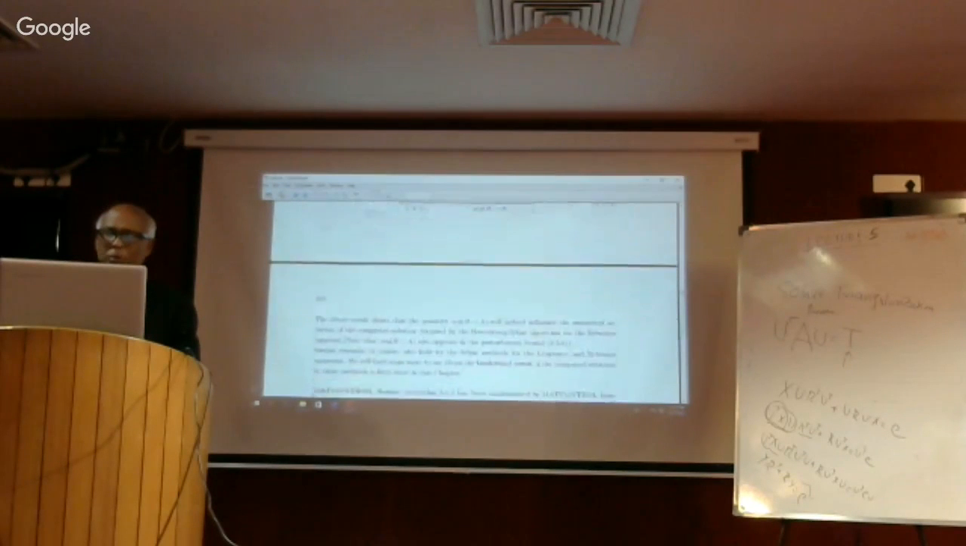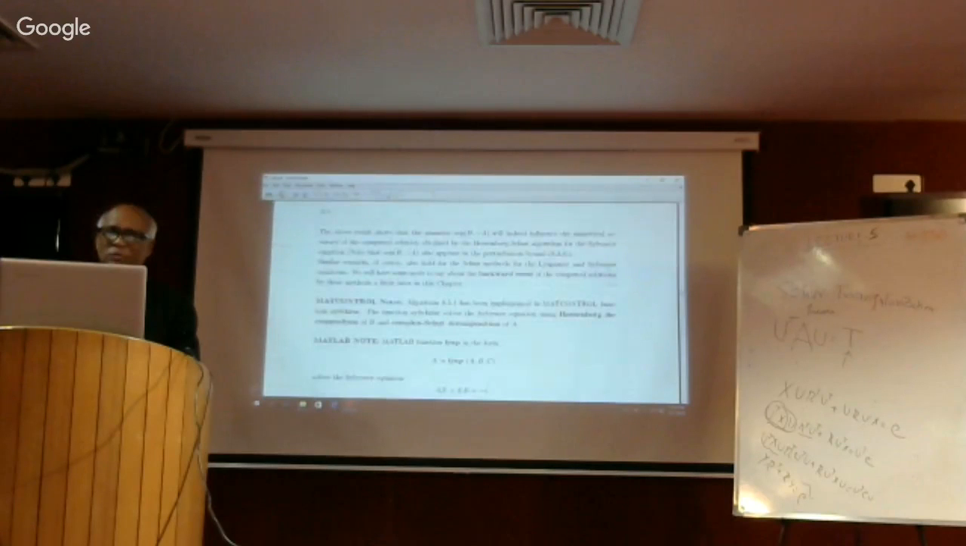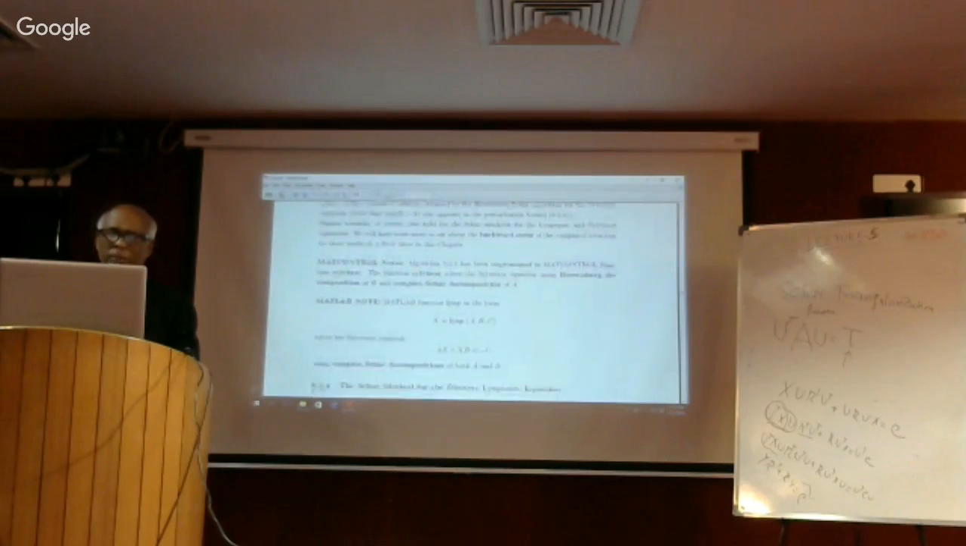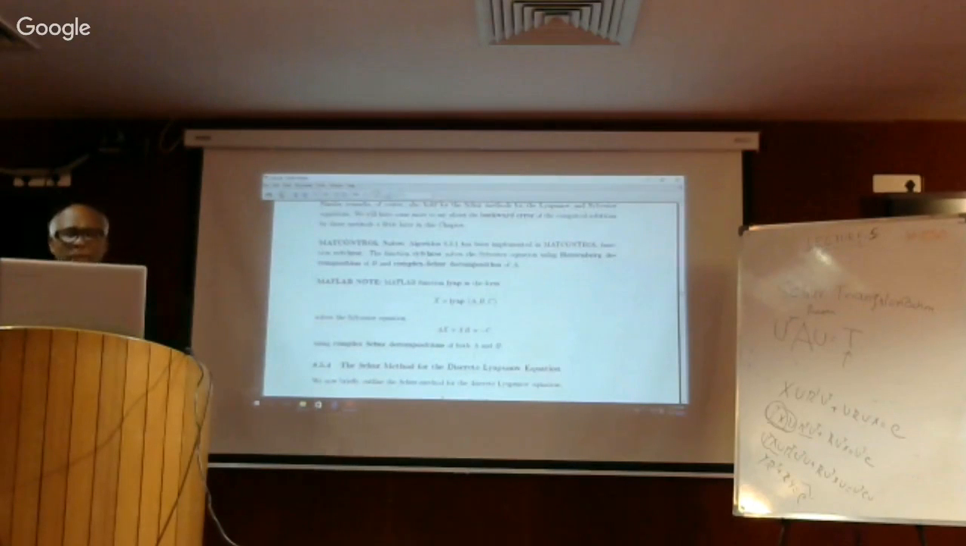We'll use that command in the tutorial class. We'll see how it goes. The MATLAB command is X = lyap(A, B, C), which solves the Sylvester equation AX + XB = C. And if there is no B, just X = lyap(A, C).